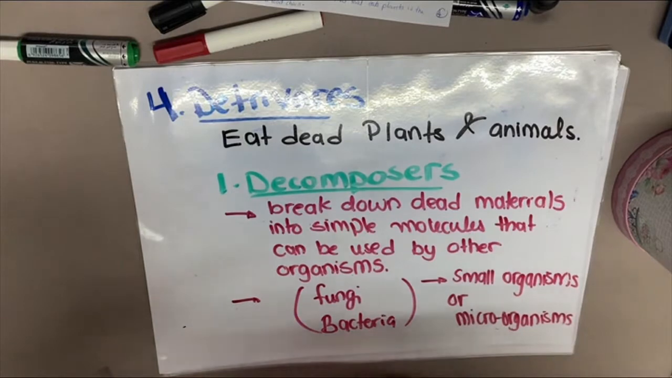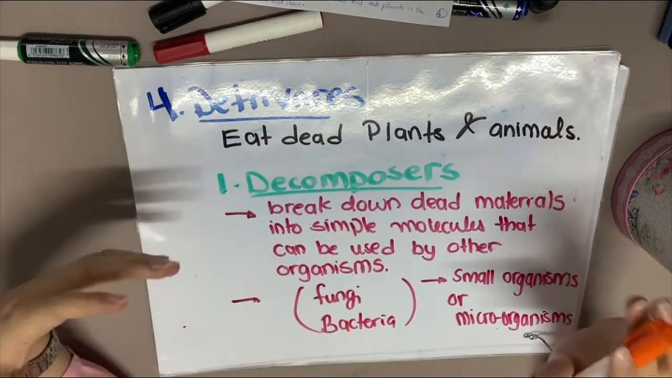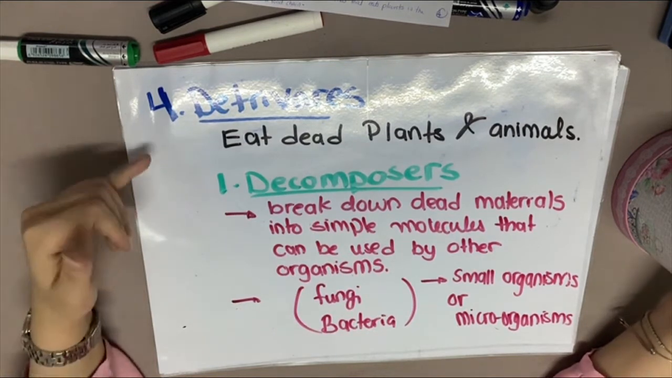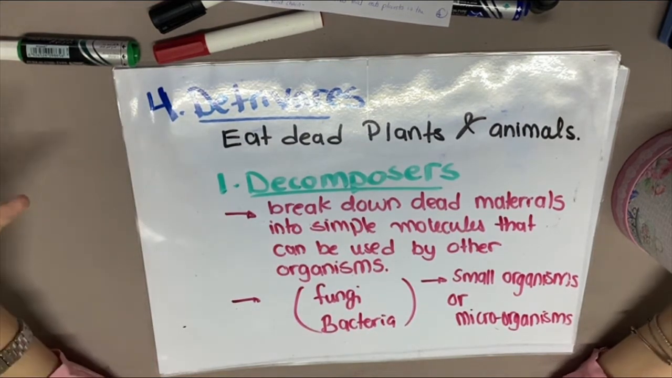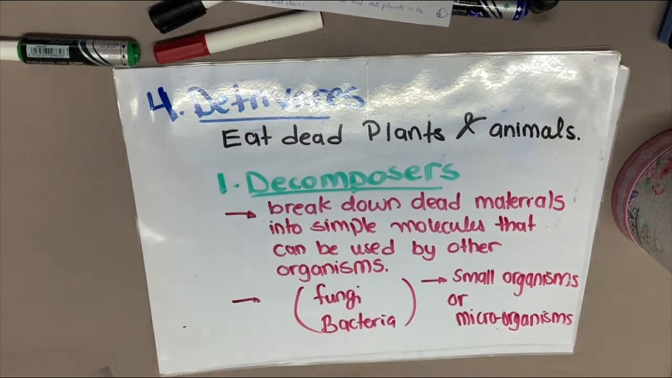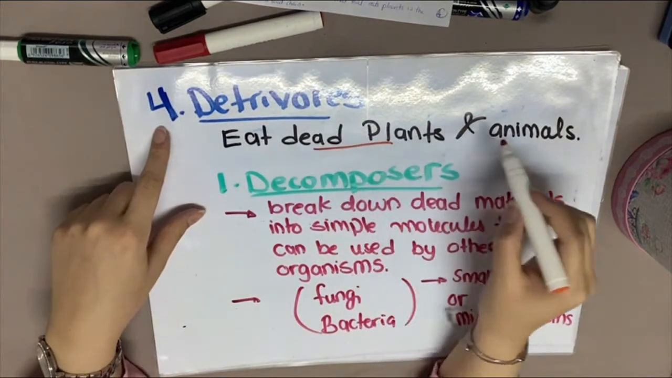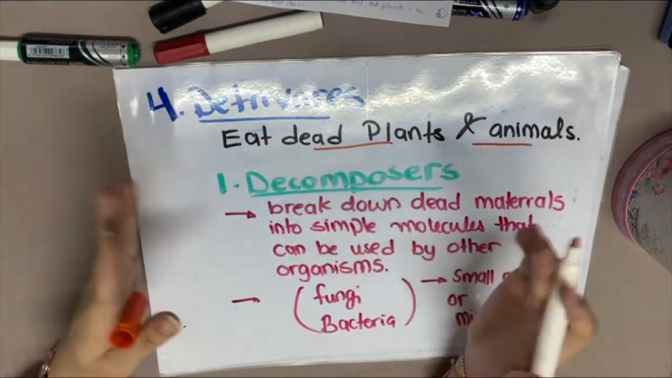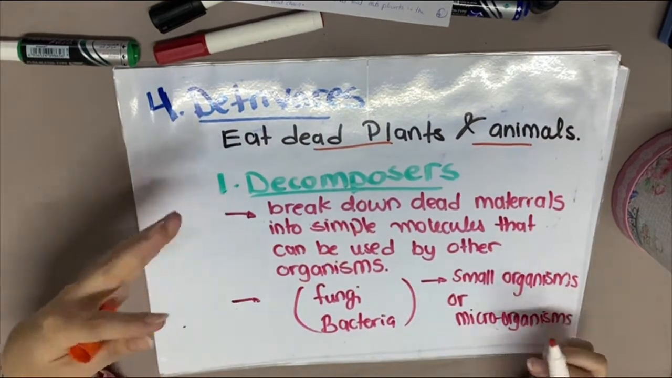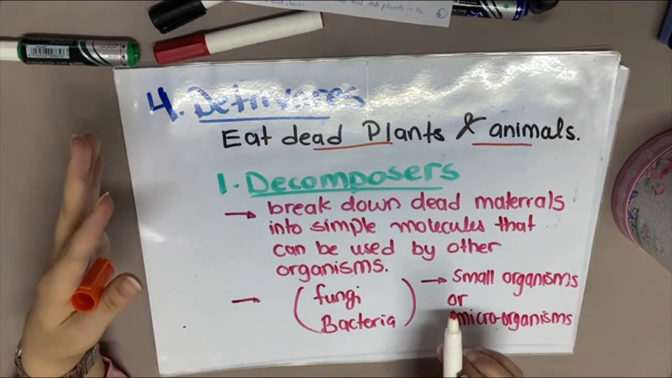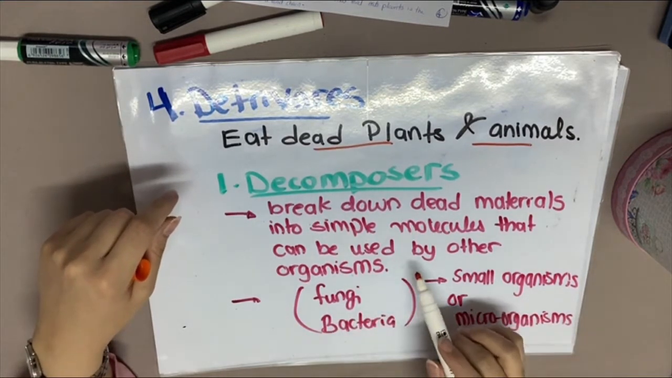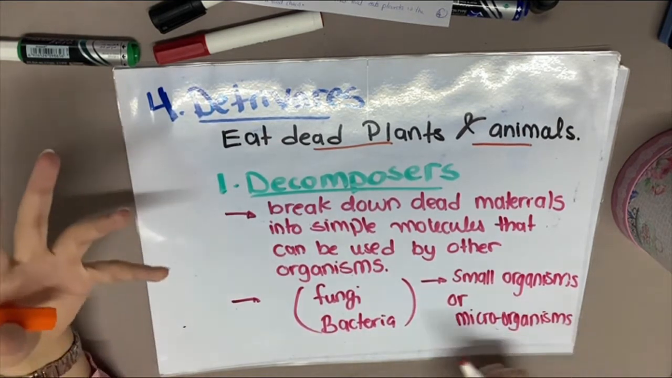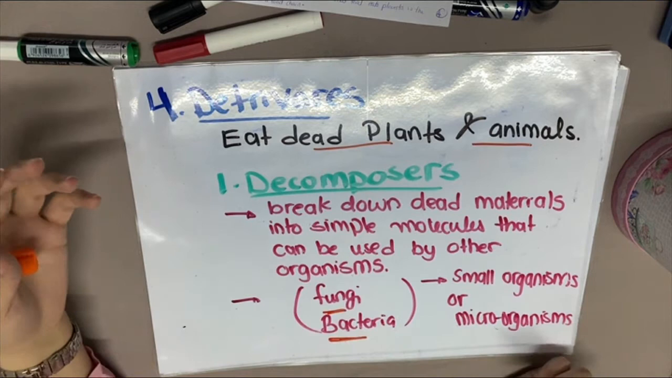So we already finished our first three kinds of organisms, or categories of organisms. Now we're going to get to detritivores. What are detritivores? They are organisms that eat dead plants and animals. There are two kinds, decomposers and scavengers. Let's start with decomposers. Decomposers break down dead material into simple molecules that can be used by other organisms. Other organisms like what? Fungi and bacteria.